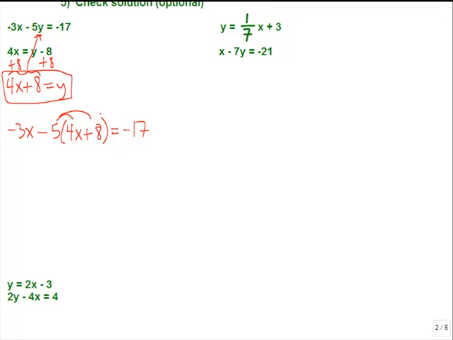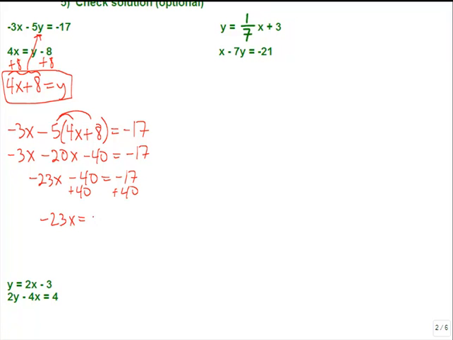So to solve, I'm going to distribute my negative 5 across. So I get negative 3x minus 20x minus 40 equals negative 17. Combine some like terms, negative 3x and negative 20x is negative 23x. And then I'm going to get my numbers together, so I'm going to add 40 to the other side. And 40 minus 17 is 23. And then to finish it off, divide through by the coefficient of x. And 23 divided by negative 23 is negative 1. So that's what x has to equal in order for these two equations to be true at the same time.